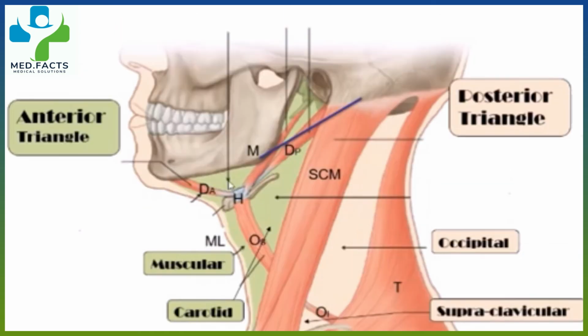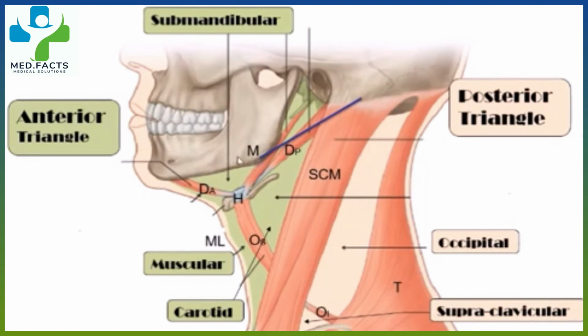This is the third triangle, which is called the submandibular triangle. Why is it called a submandibular triangle? Because it is below the mandible. Sub means below, mandibular, so it is below the mandible. It is also called a submandibular triangle because it has the submandibular gland. Before we go to the other contents, we'll just discuss the boundaries.